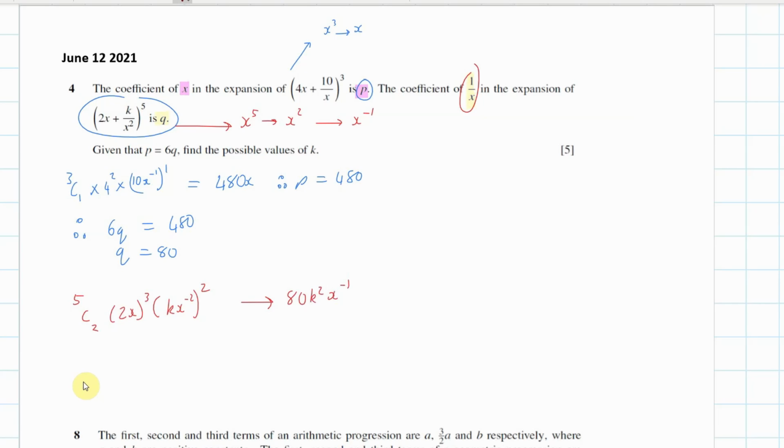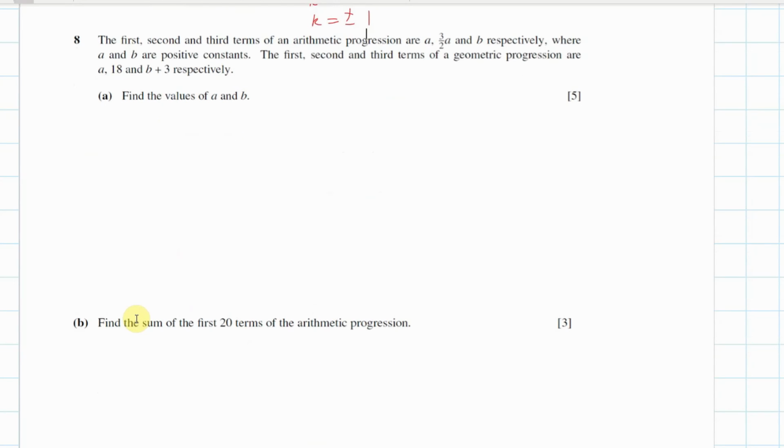Okay, now we know that this is q, so therefore 80 k squared equals q, and since q is 80, 80k squared equals 80, k squared equals 1, so k equals plus or minus 1. And that would be our answer there. That was actually not too bad at all, was it? Okay, well, let's move on.